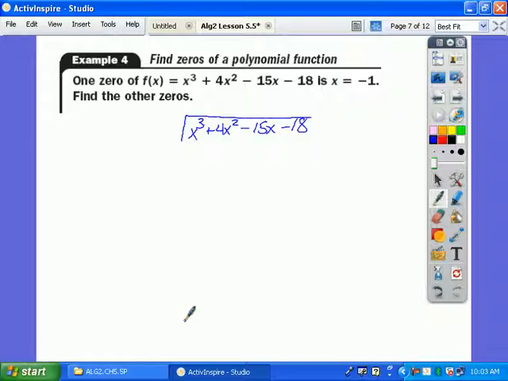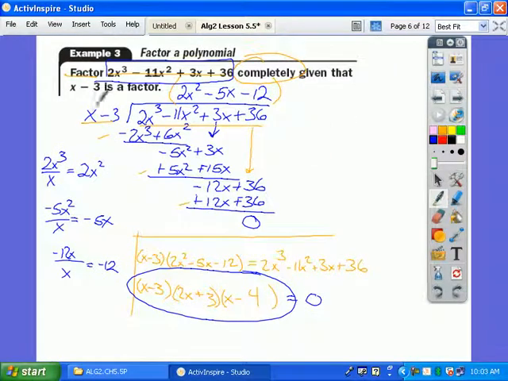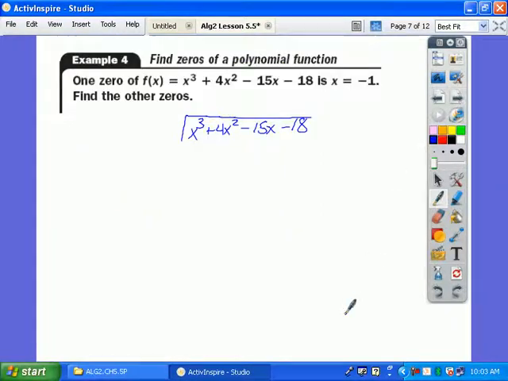So on the previous problem, if you look at it, I'll jump back to it for a moment. It tells you that x minus 3 is a factor. And so we just divide by x minus 3. But on this one, they don't tell us that. All they say is x equals negative 1. So I need to think of x equals negative 1 as a factor. All right, so how could I rewrite that?